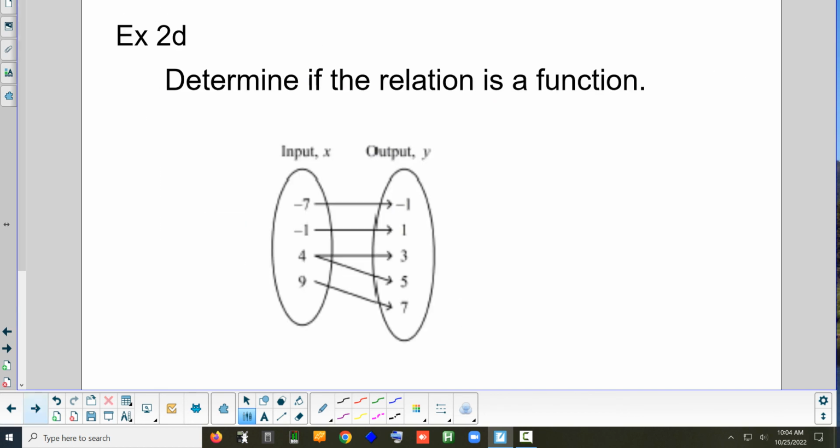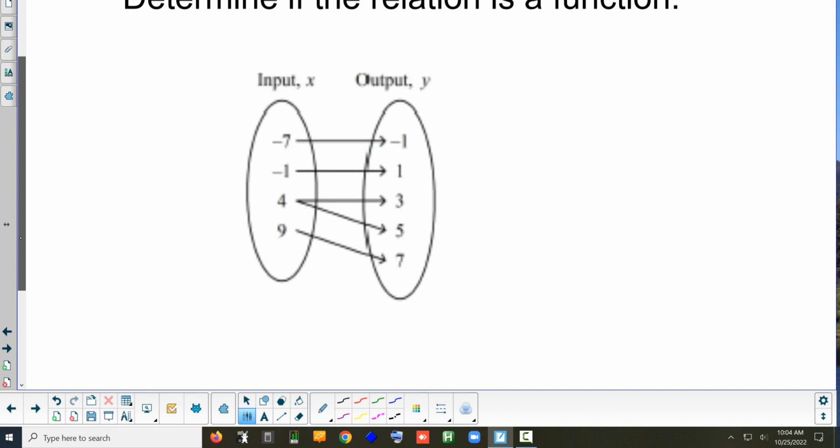Hey, this is another way that I can give you coordinates, and you have to figure out if it's a function. If you can't read the numbers that are in the bubbles, I don't think you guys have the numbers in your bubbles already, but it's a -7, a -1, a 4, and a 9. That's the input. And then in the output, there's -1, 1, 3, 5, 7. Now, I'm going to do the same thing with this one that we did with the table. I'm going to take this information and turn it into coordinates.